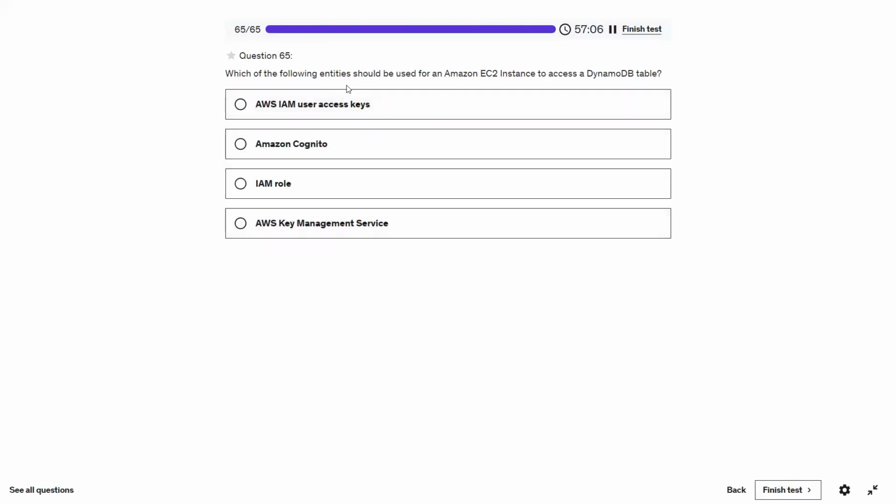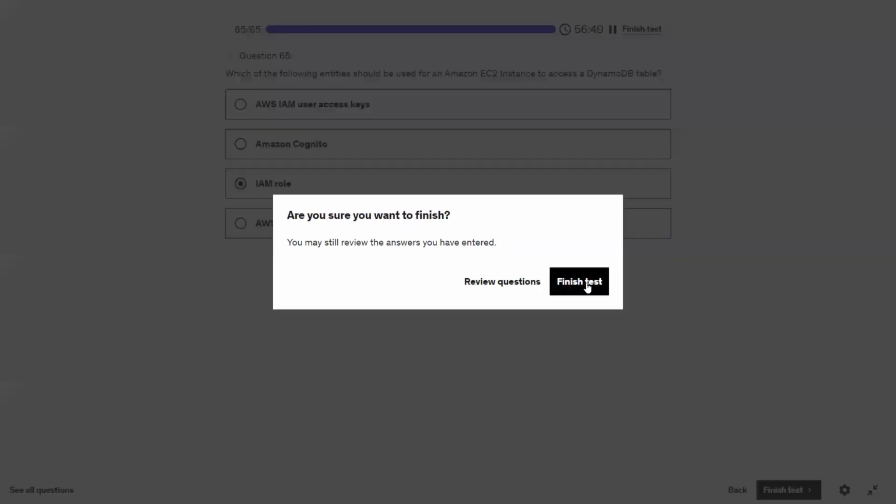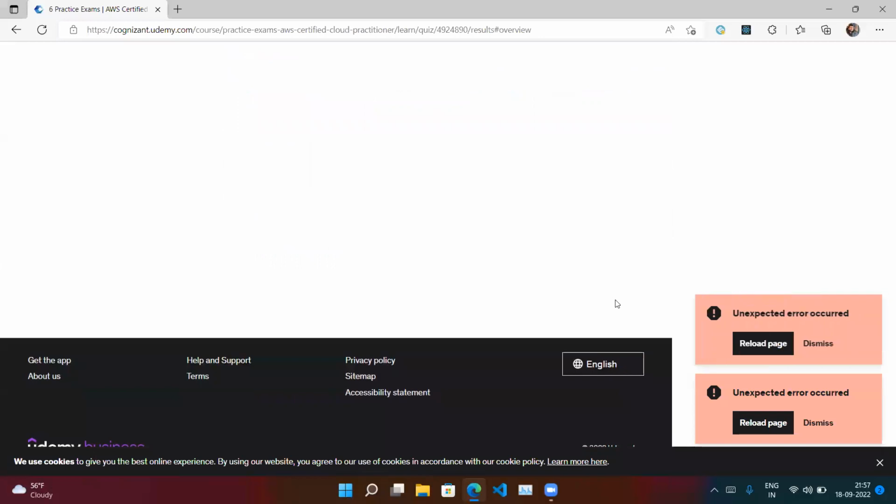Which of the following entities should you use for an Amazon EC2 instance to access DynamoDB? One service has to access another service, so they have to use a role, an IAM role, not Cognito, not KMS, not a user. So it's an IAM role. So let's finish the test.